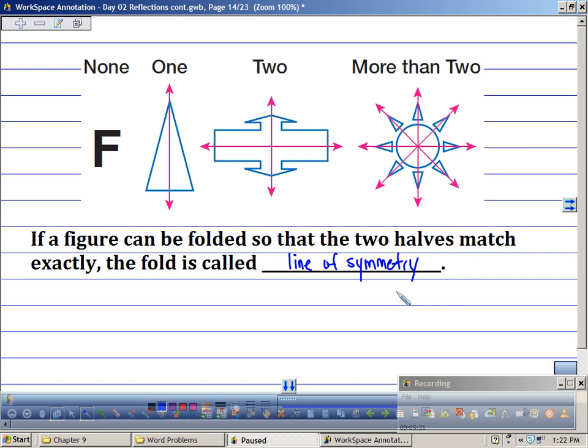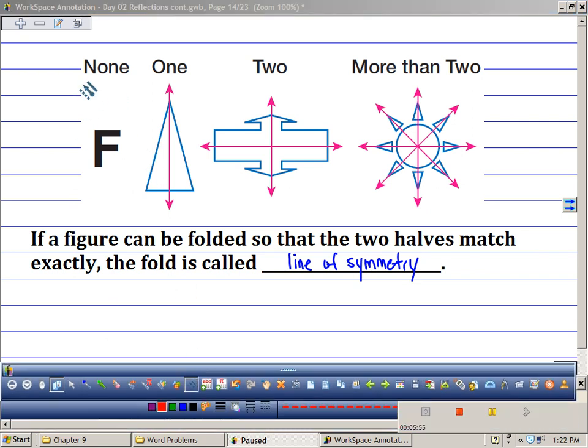A line of symmetry is different than a line of reflection. How? Is this F right here, this figure, symmetric? No, because if you fold it, it wouldn't work. But could I reflect it?